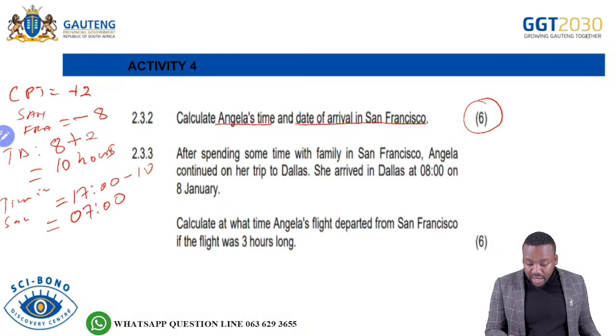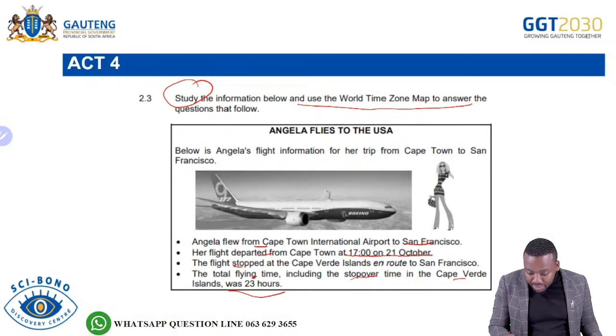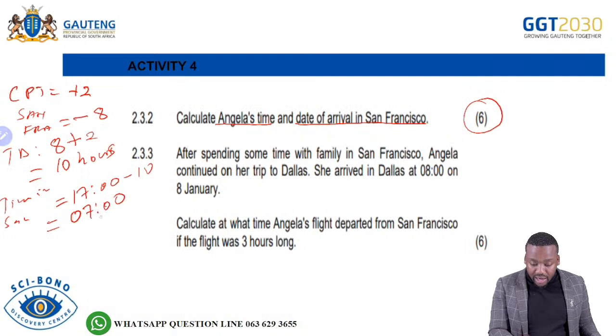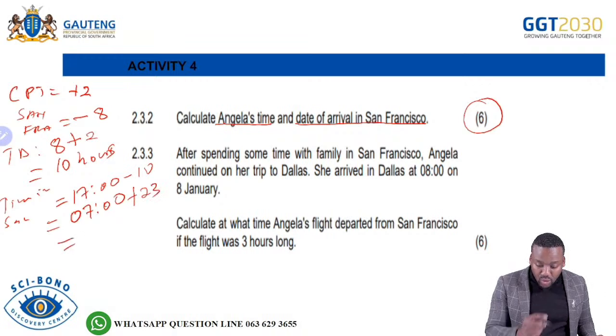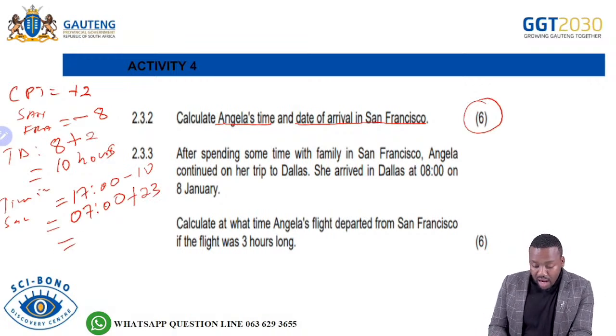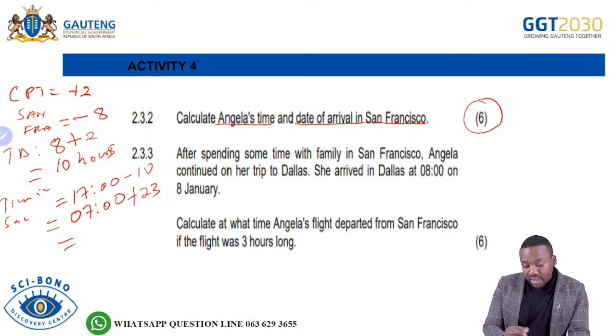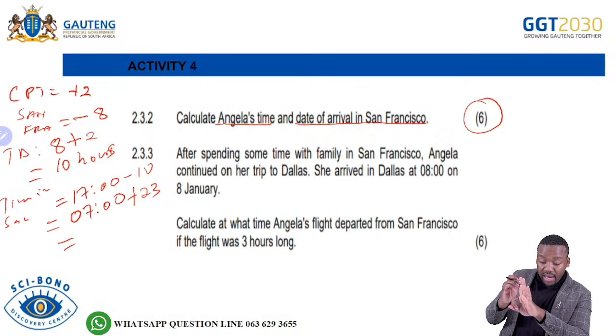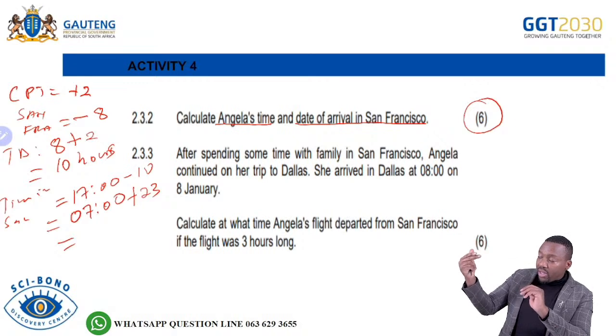So when you go back here, we need to do something with the flying hours. The total flying time was 23. So we know they arrived when? Therefore, plus 23. You're going to say 7 plus 23. 7, 8, 9, 10, 11, 12. Which one is midday? 12, 1, 2, 3, 4, 5. Which 5? 17. 17, 18, 19, 20, 21, 22.